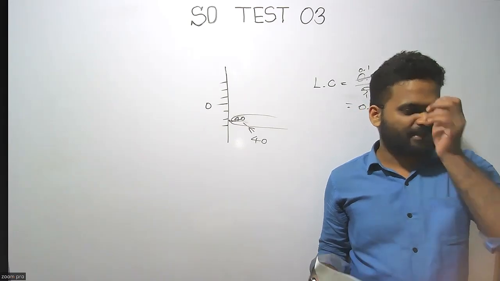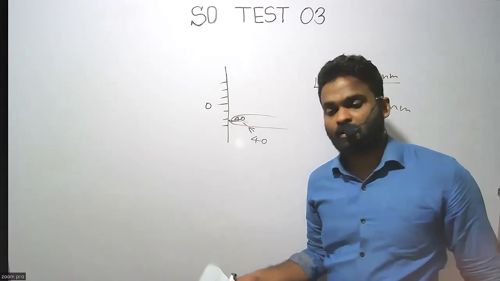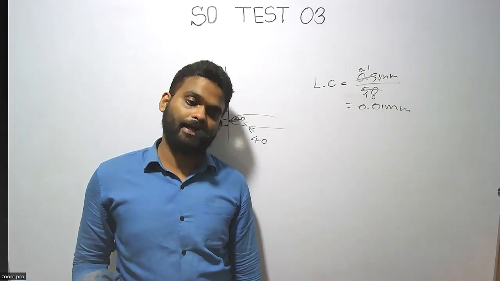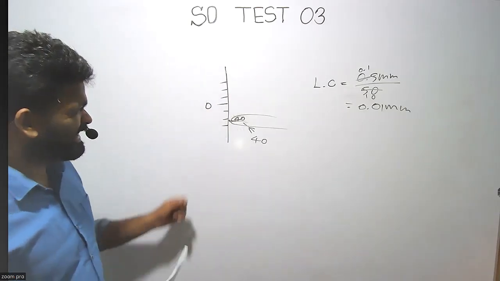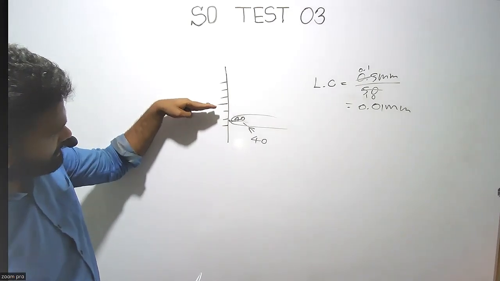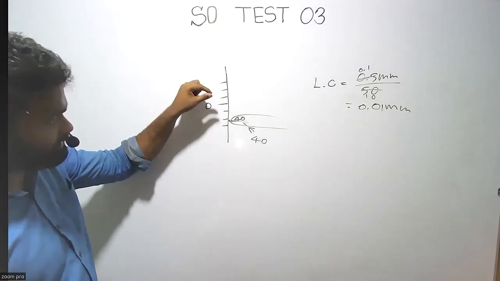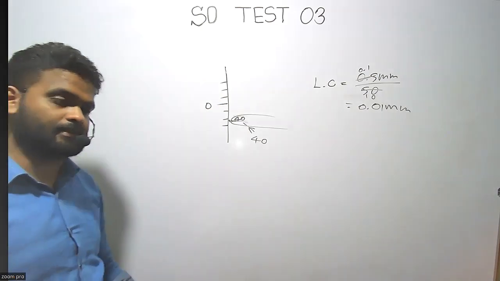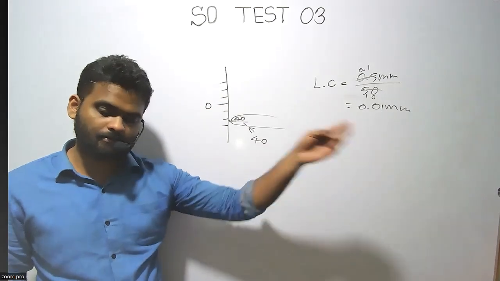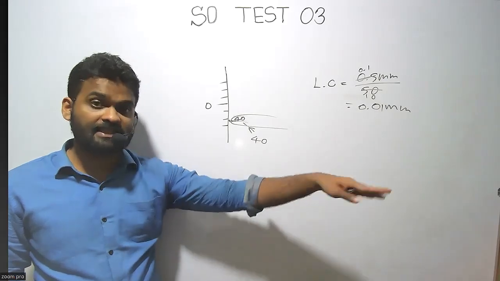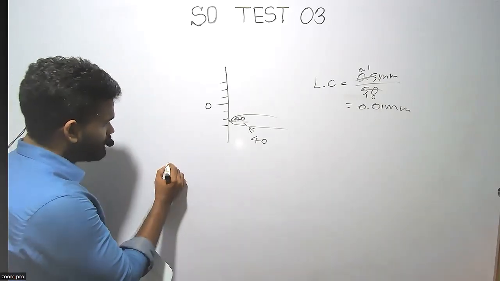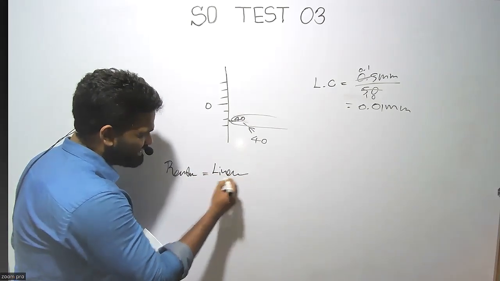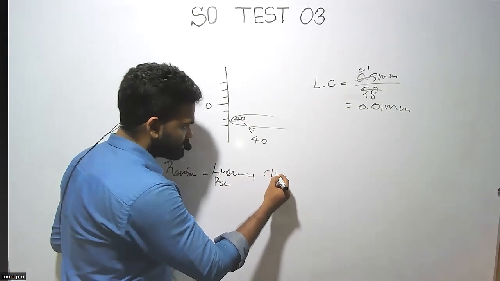So for a spherometer, it is the same principle as a micrometer screw gauge, but there's a slight difference, right? Above this, there's a linear scale above 0 and below 0. But for the micrometer screw gauge, it only had above 0 values in the linear scale. So usually reading is linear reading plus circular reading.